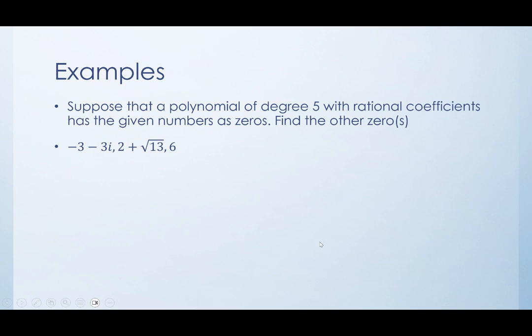One more, I think. This one we have a polynomial of degree 5 with rational coefficients. So we know degree 5, we have to have 5 zeros. Some of them could be repeated, but in this case, they're not because we have an imaginary root. So its conjugate will be negative 3 plus 3i.